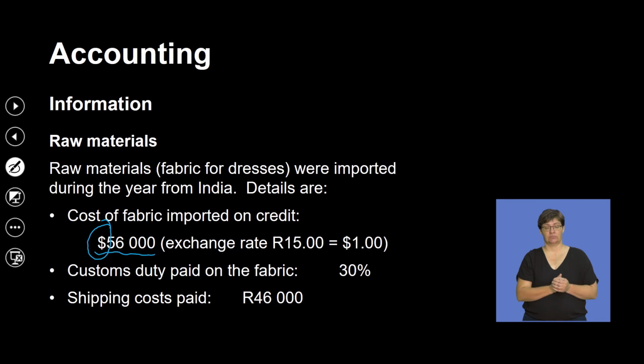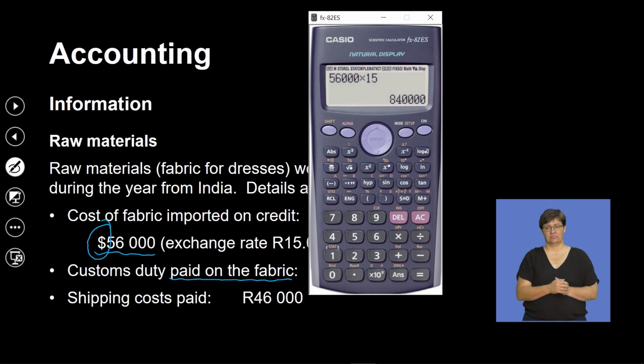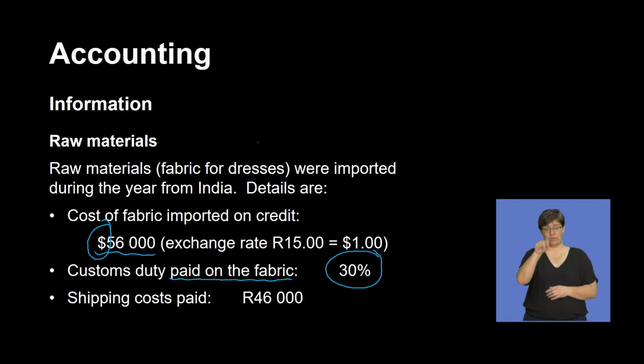about the raw materials is that you paid customs duty on the fabric at 30%. Again, calculation involved, therefore, take out your calculator, right? Here's my calculator. Remember, we paid 840,000 Rand, was the value of the material, the fabric in this case, and we paid 30% duties on it. So, take the 840,000 times your 30%, and that will give you the value of the duties that were paid, namely 252,000 here. Watch this here.